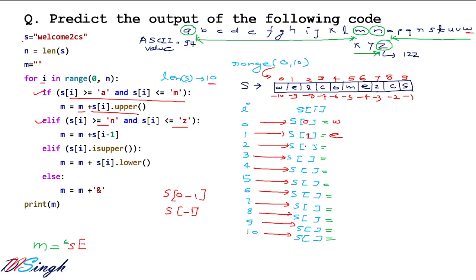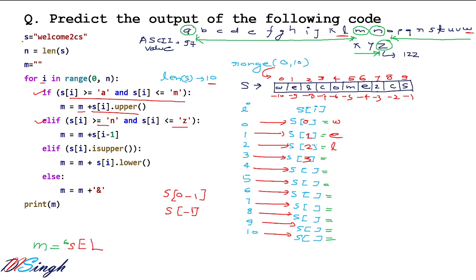Next iteration, I value will become 2. So what is the value at index 2? W E L. L is in small case. So L will be compared here, K L M N. It is not going to come in this, n will be after L. Here, A to M, L will be in that range. This is L between A and M. So it is converted into uppercase and concatenated. Fine, SEL. Next index is 3.